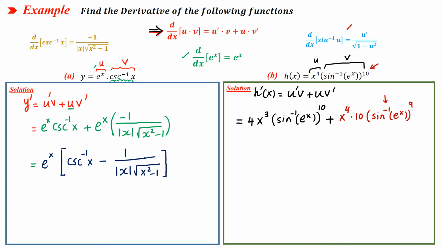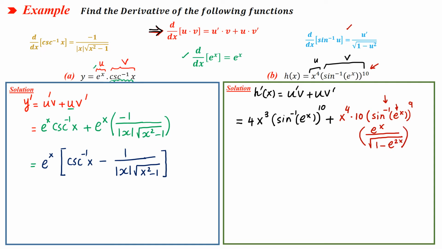So this will be multiplied by the derivative of the inside function, which is e to the x, divided by square root of 1 minus the inside function squared. Now the inside function is e to the x, so e to the x squared equals e to the 2x.